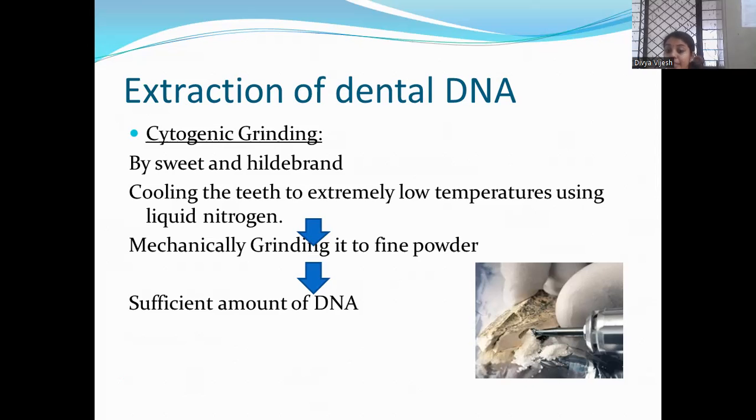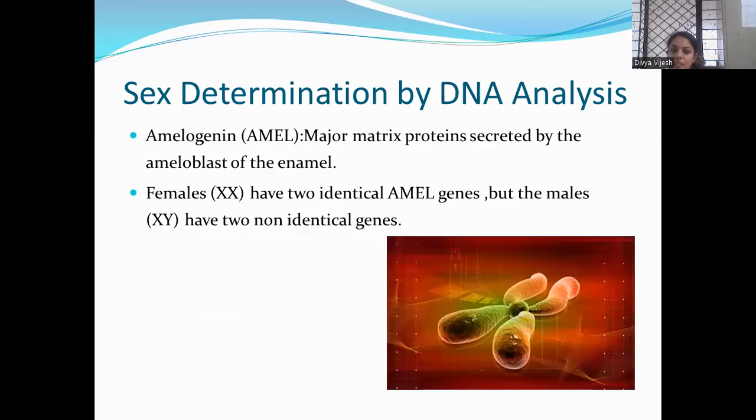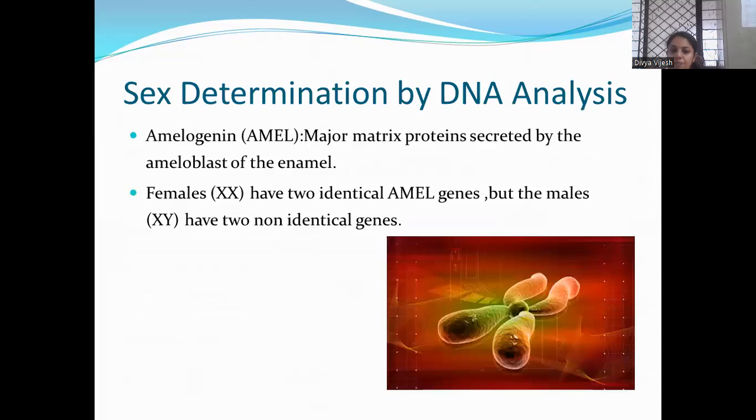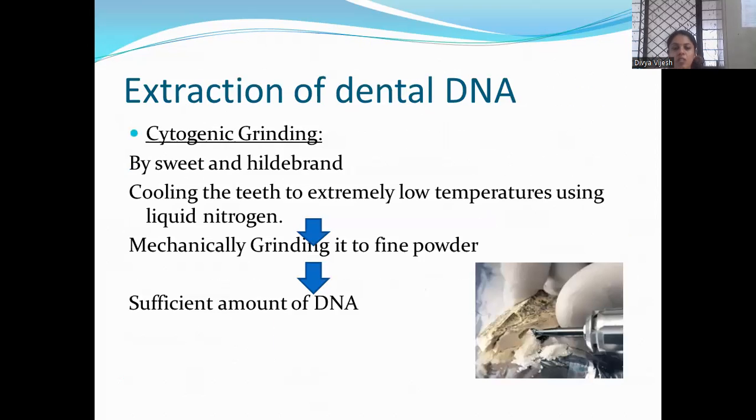And extraction of dental DNA. So how are we extracting the dental DNA? There are different methods. And there is also sex determination by DNA analysis. In cryogenic grinding by Sweet and Hildebrand, the teeth are cooled to extremely low temperatures using liquid nitrogen. Then you can mechanically grind them to a fine powder and you will get a sufficient amount of DNA.